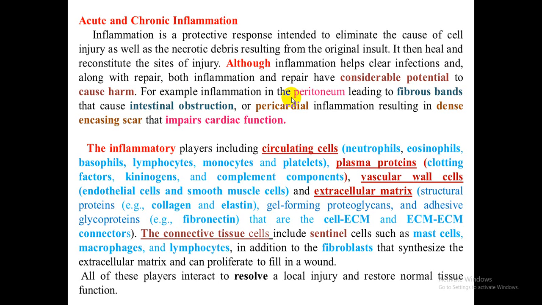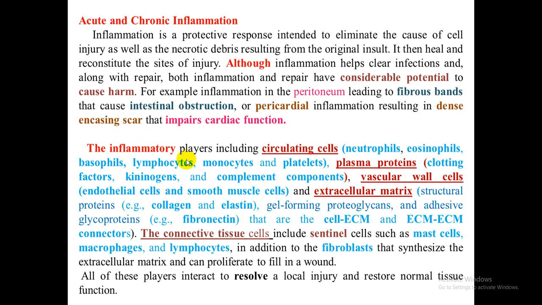For example, inflammation in the peritoneum leading to fibrous bands can cause intestinal obstruction resulting from these fibrous bands, or pericardial inflammation resulting in a dense encasing scar that impairs cardiac function or cardiac muscle movement. Due to this scar, the tissue becomes non-functional and non-contractile, as a result of healing by replacement of the normal myocardial cells with the scar.